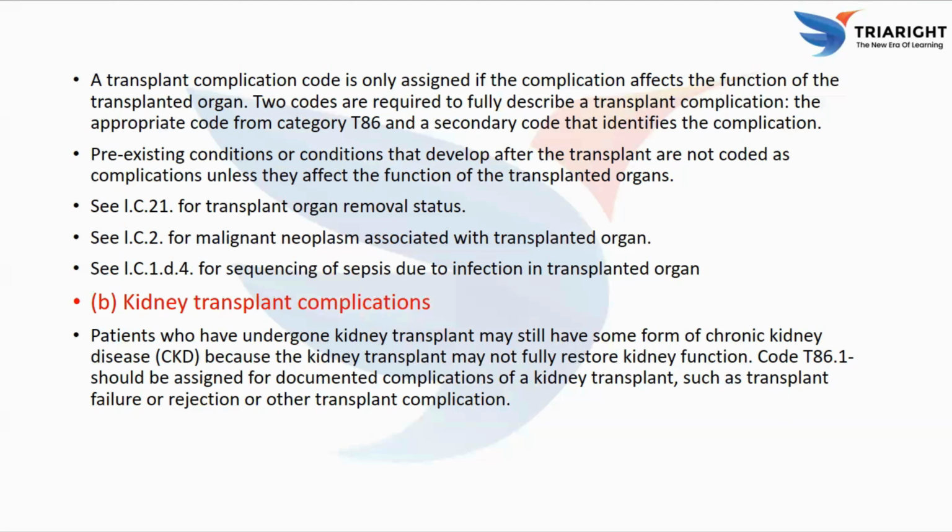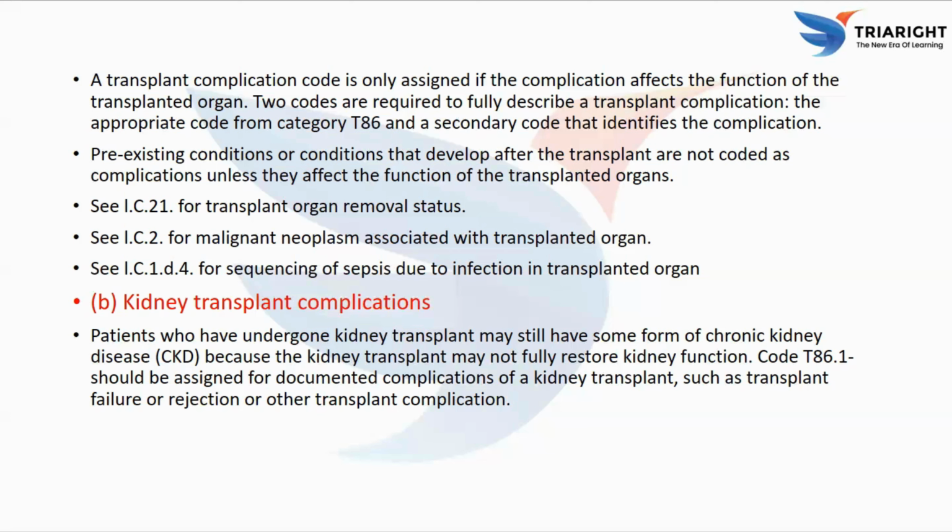For example, a heart transplant rejection causing a cardiogenic shock is documented in the record. So you have to assign the first code as heart transplant rejection, T86.21, and the secondary code for cardiogenic shock, that is R57.0. This is the correct sequence. So you should never reverse the sequence on the exams.